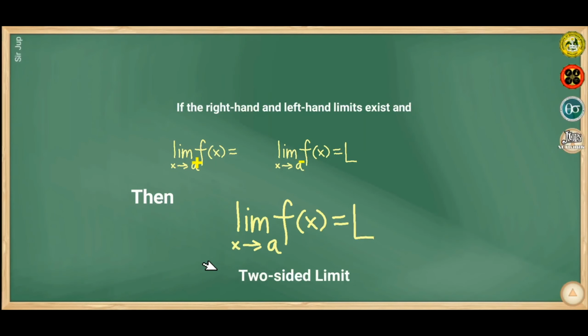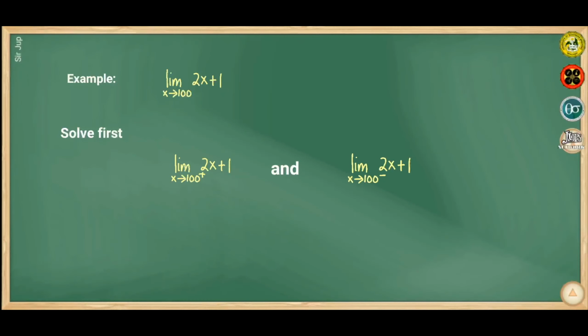Para mas maintindihan natin yung konsepto ng one-sided and two-sided limits, let's have some examples. So consider limit of 2x plus 1 as x approaches 100. Para makuha mo yung value ng two-sided limit na ito, kunin muna natin ang values ng right-hand and left-hand limits. That is, isolve natin ang limit of 2x plus 1 as x approaches to 100 from the right and limit of 2x plus 1 as x approaches 100 from the left.